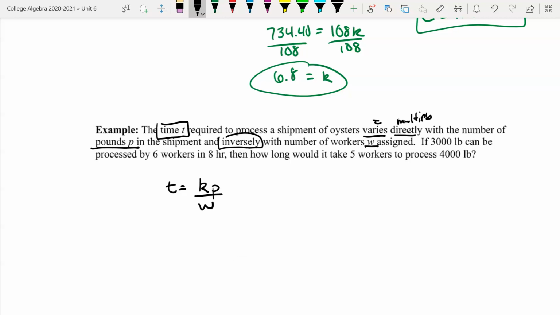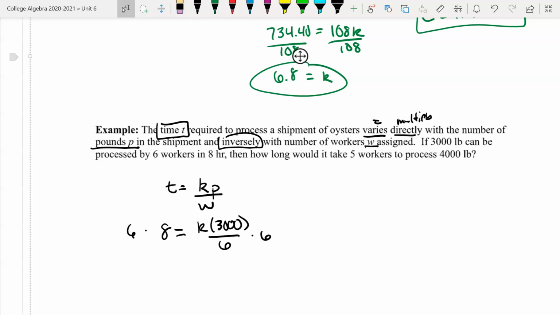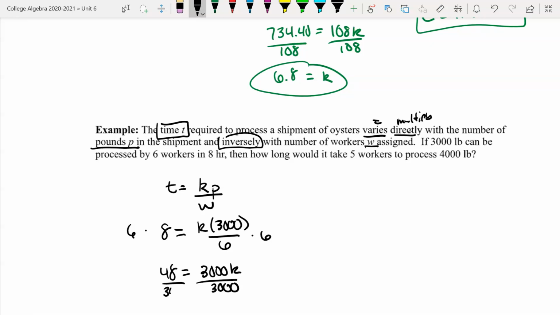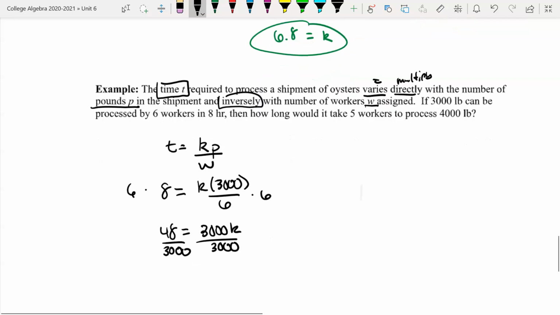So if it takes 8 hours for k times 3,000 pounds divided by 6 workers, we're going to solve this. So we're going to get 6 times 8, 48 equals 3,000k, because we're multiplying on top. So then I'm going to divide by 3,000. My k is 0.016, really small number, and that's fine.